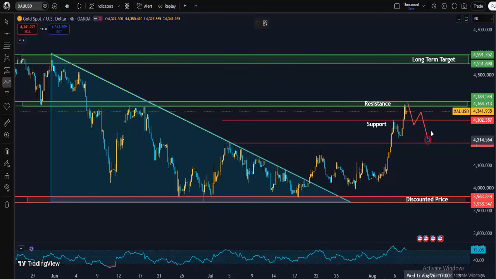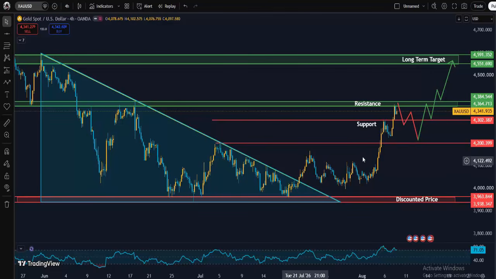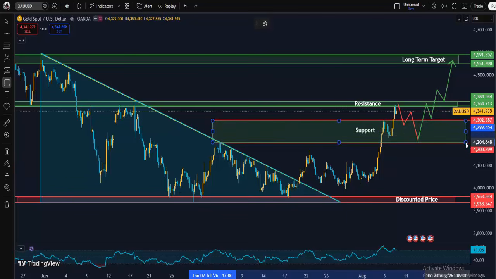Now, let's talk about the long-term picture. Long-term targets. If gold successfully breaks above the 4,364 to 4,384 resistance zone and continues to hold above this area, the next major upside targets come into focus. The first long-term target shown on the chart is around 4,551. Above that, we have the larger target near 4,591. These targets become more relevant if the current bullish structure continues and gold maintains strong momentum above the major resistance area.